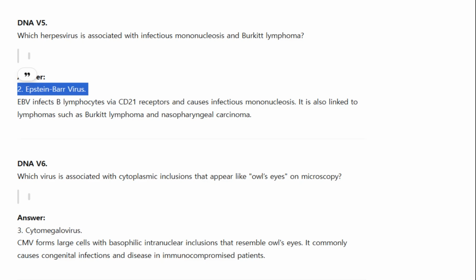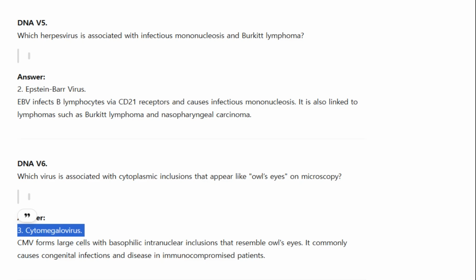DNA V6. Which virus is associated with inclusions that appear like owl's eyes on microscopy? Answer: 3. Cytomegalovirus. CMV forms large cells with basophilic intranuclear inclusions that resemble owl's eyes. It commonly causes congenital infections and disease in immunocompromised patients.